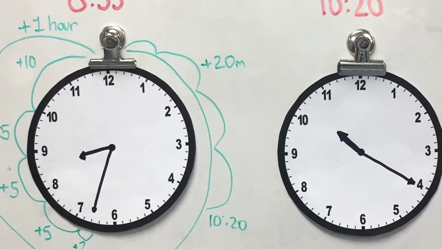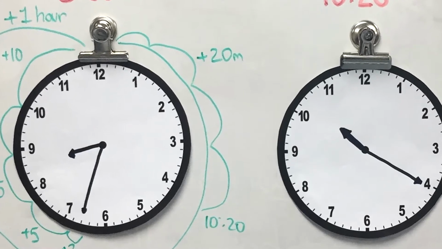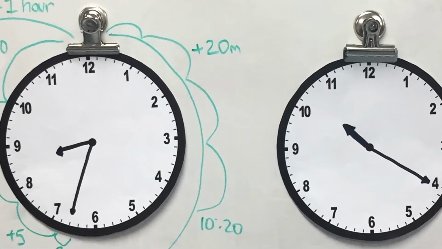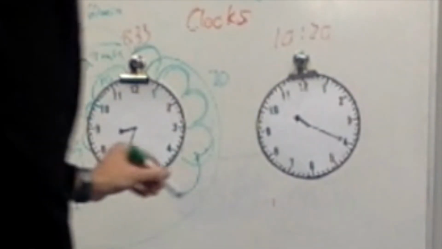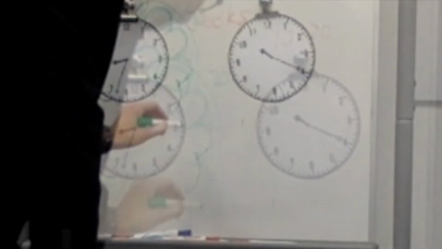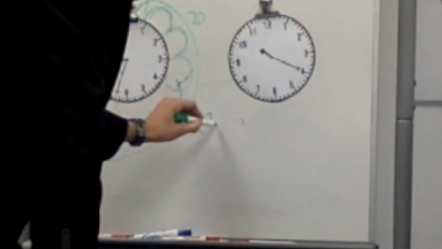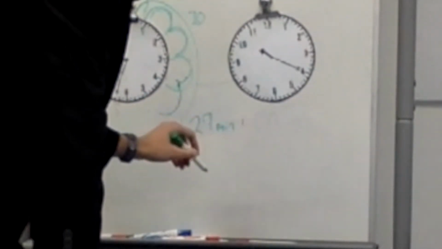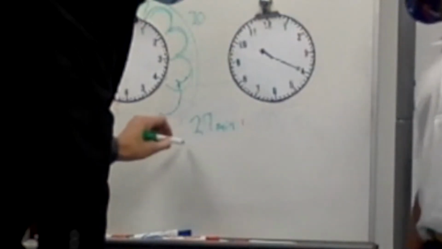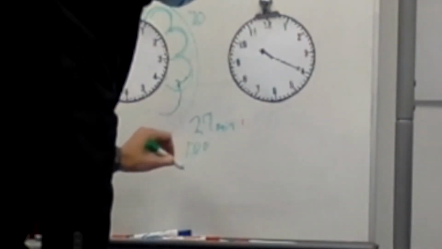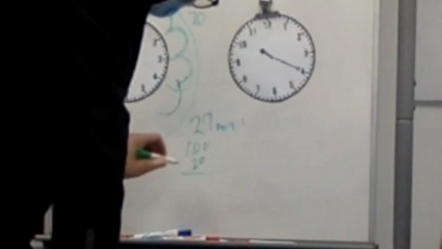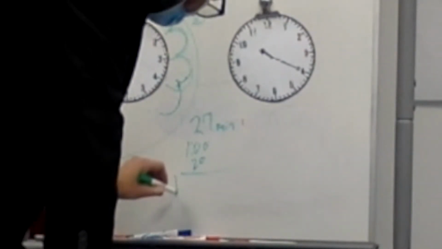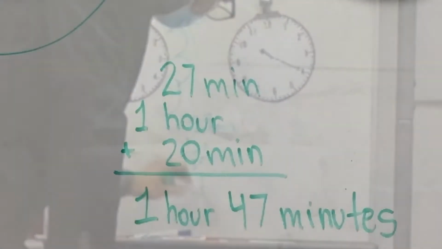And then I would add 20 minutes, and another 5. That would be 25. And then we have to add all of them together. So 27 minutes plus 1 hour plus 20 minutes is equal to what? It would equal 1 hour and 47 minutes.